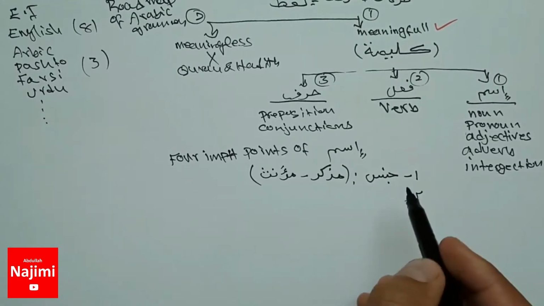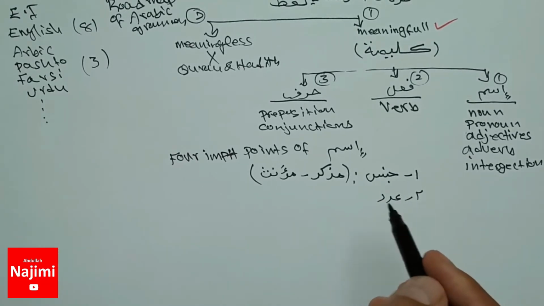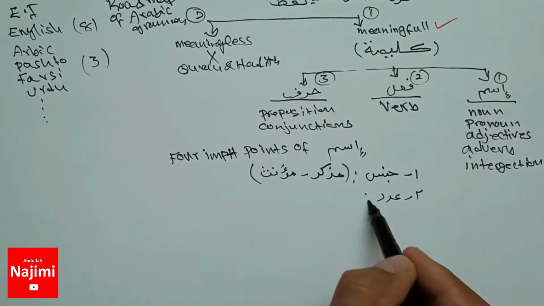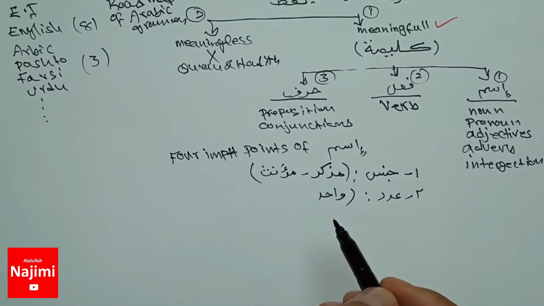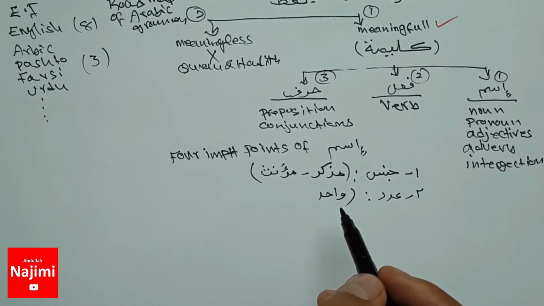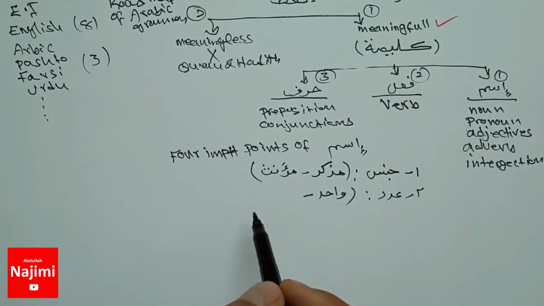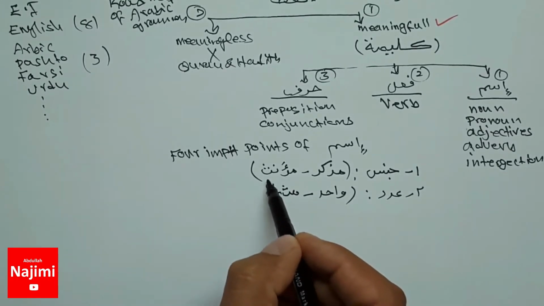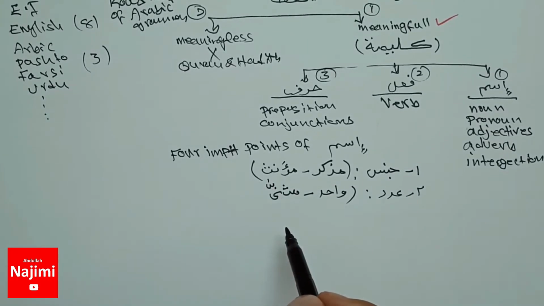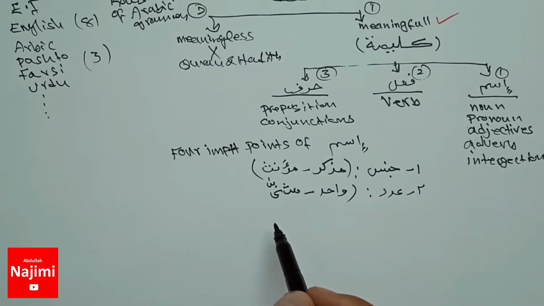The second point is adad. Adad means digit, 1, 2, 3. So there are 3 points. Wahid means singular. For example, 1 girl, 1 boy. And so we have musanna, which does not exist in English. Musanna means dual, like 2 boys, 2 girls. Musanna is not considered as a plural. They are considered as musanna, dual.